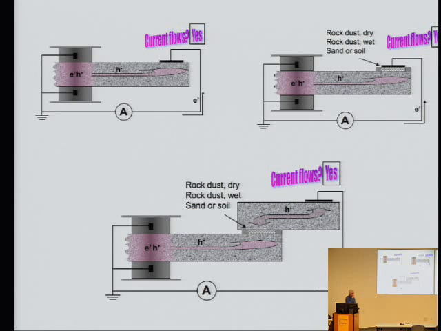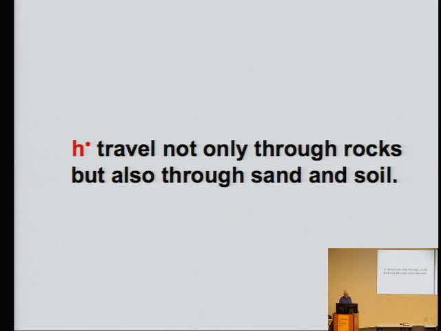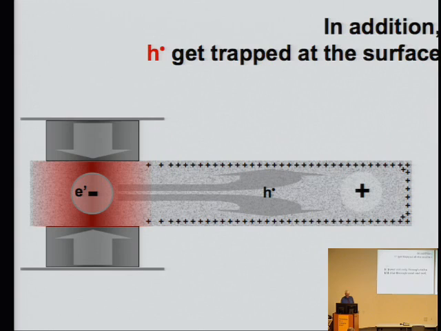The Earth is a huge battery where almost every piece of the Earth, of the continental crust, is electronically conductive for the holes, not for the electrons, for the holes. So these fellows, these holes, travel not only through solid rock, but they travel through sand and soil. And they get trapped at the surface.